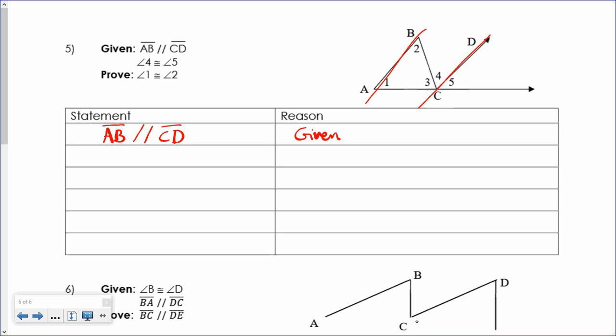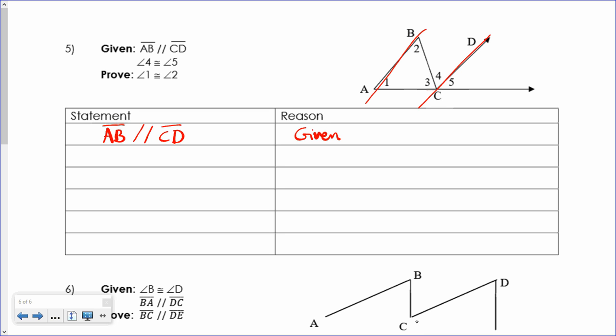5 and 1 are corresponding angles. Okay, 1 and 5 are corresponding angles. Is there more? Yes. 2 and 4 are alternate interior. Yes. Can you say linear pairs? We do have linear pair, but do you see how in the proof there's no 180? Linear pair is not going to be helpful.